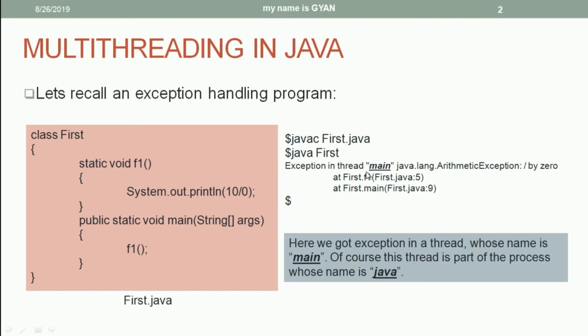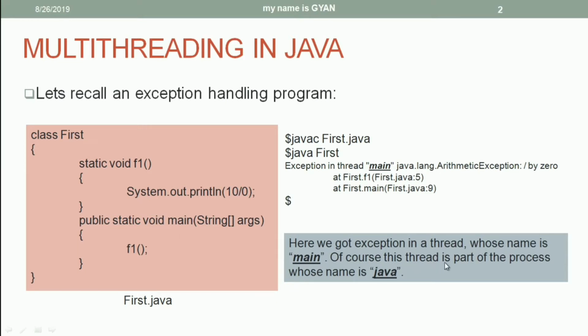Look at here, where this exception is. Exception is in the thread main. There is a thread of this Java program. The name of that thread is main and exception occurs in that thread. The name of the exception is java.lang.ArithmeticException, division by 0. That's how the exception, whose name is java.lang.ArithmeticException, happened in the thread main. The name of the thread is main. Here we got an exception in the thread whose name is main.